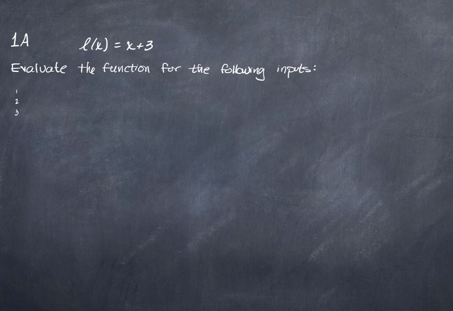There were several inputs, including 0, 1, -1, -3, and -4. So how do you do that? Well, these are the input values that we're going to put into the function. So for example, I would have L of 0 equals, and I'm going to replace the x with a 0, and I'll get 0 plus 3, which is 3.